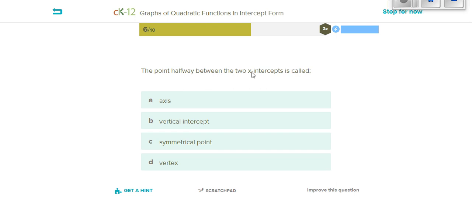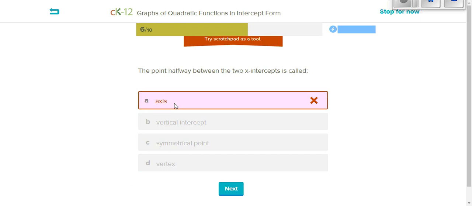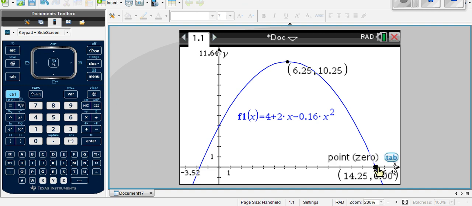The point halfway between the x-intercepts is called the axis of symmetry. Okay. Oh, thank you. The point halfway between the two x-intercepts is called the vertical intercept, symmetrical point. I guess I would call it symmetrical point. I'll say that next time. Or it could be the vertex. Let's take a look at the graph again. They're talking about the point between here and here. This point here is 6.25. That's the x part of the vertex.